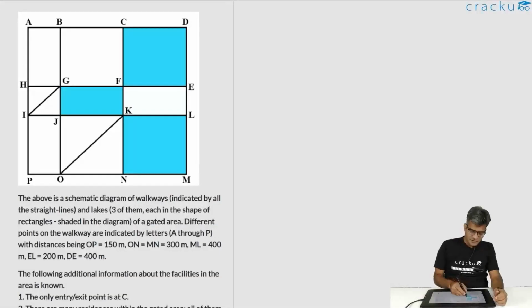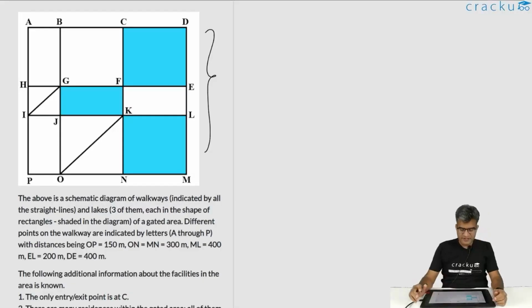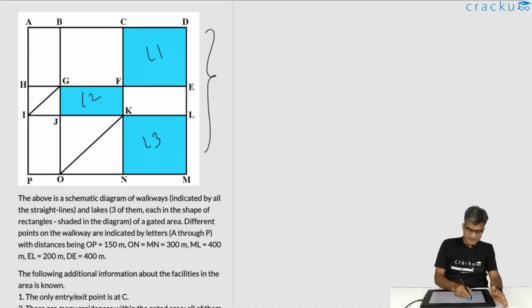In this question, we are told that there is a community over here, a gated area, where there are 3 lakes. This is lake 1, this is lake 2, and this is lake 3. We are also given some information. Anybody can enter the community only through gate C.